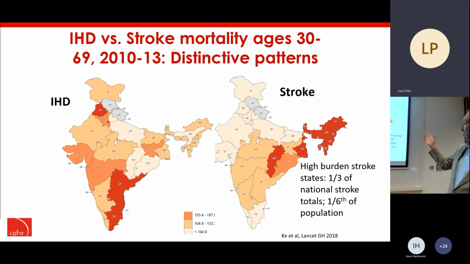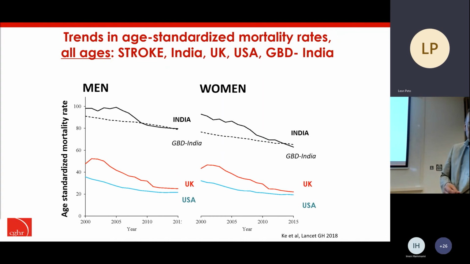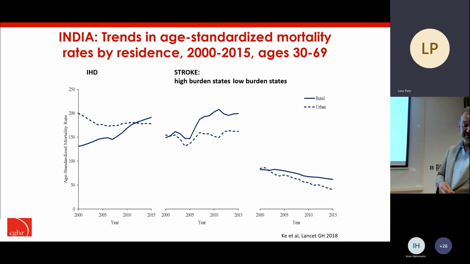But we do see that one-sixth of the population contains about one-third of all the national stroke deaths, for reasons which are not known. And looking at the trends, you see that India, US, and UK in about 2000 all had ischemic heart disease mortality rates, standardized for age, about the same, but there's been a big divergence, with declines in the US and UK, but increases in India. For stroke, there's better news in that the rates have fallen comparably in India, the UK, and the US, but there's still a 3-fold higher age-standardized mortality rate in India versus the UK and US, again for reasons which are not well documented.